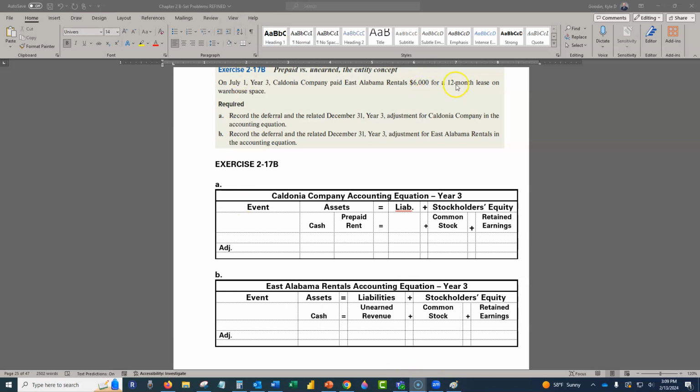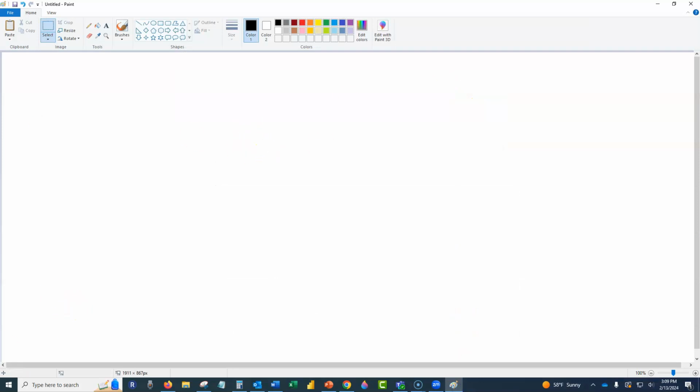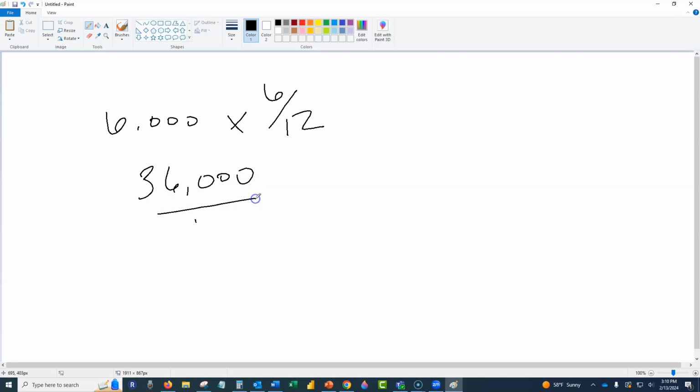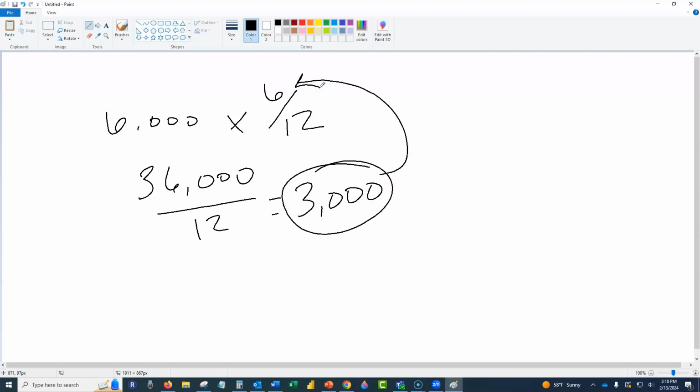So that's the first thing we're going to do. How much did we pay? $6,000. It's for 12 months, so 12 is our denominator, right? So let's say we paid $6,000 in rent, prepaid, times how many months did we have it? Well, July, August, September, October, November, December. So 6 out of those 12 months. Okay, so this becomes 36,000 divided by 12, which we know is going to be $3,000, right? This is for the full 6 months. If we were doing it per month, it would be 6,000 over 12, because you've got 1 over 12, and that would equal $500 per month, right?